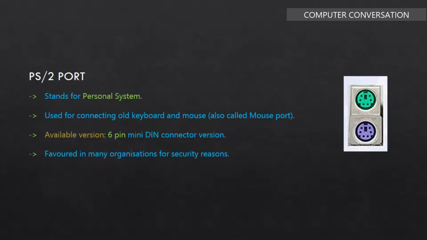Next is PS2 port. The term PS in the name stands for personal system. It is used for connecting old version of keyboards and mouse. Therefore, it is also called mouse port. This is available in 6-pin mini DIN version. To know what is a DIN connector, please refer to Google. This port is favored in many organizations for security reasons.